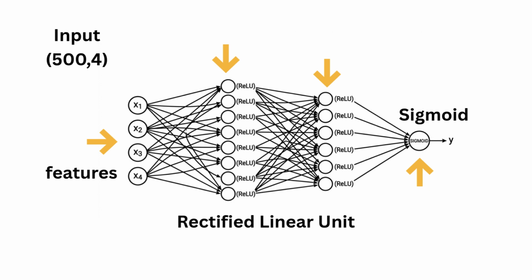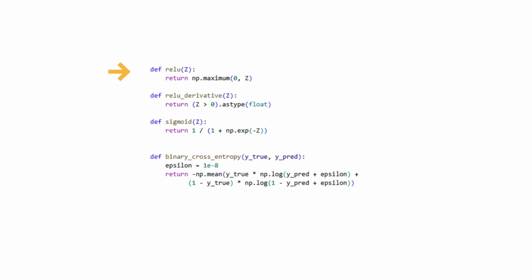First, let's create our helper functions. Number 1, rectified linear unit activation. This returns the input value if it is positive and 0 otherwise. Second, rectified linear unit derivative. This returns 1 if the input is positive and 0 if it is negative. It acts as a gatekeeper during backpropagation.